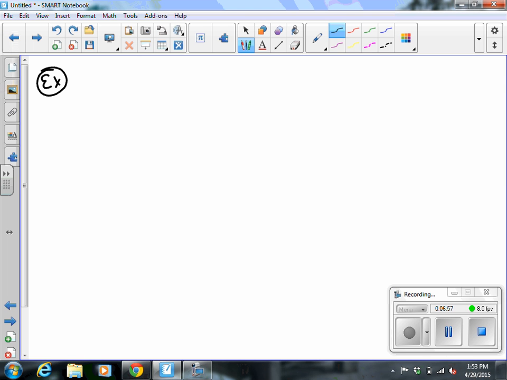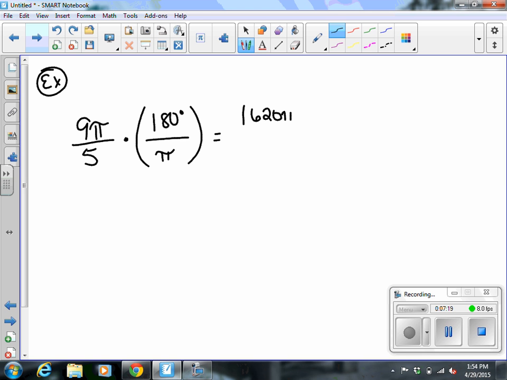What about if I had 9 pi over 5? Convert that to degrees. I'm going to multiply this by 180 degrees over pi. 180 times 9 gives me 1,620 pi over 5 pi. So I'm going to reduce that. Pi's cancel out, and I'm left with 324 degrees.